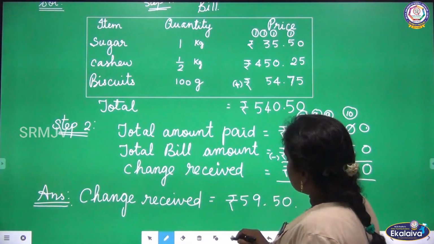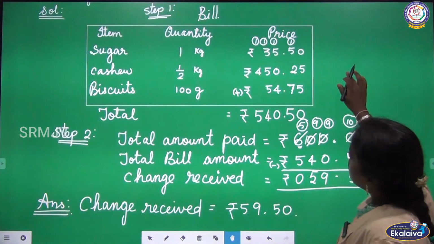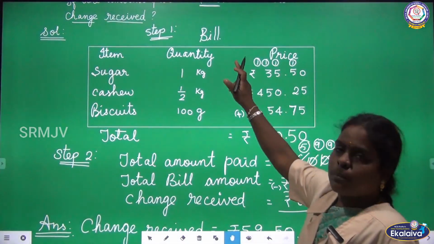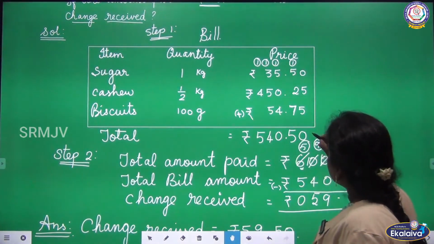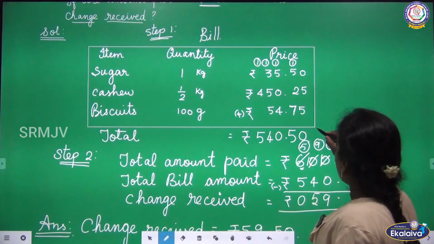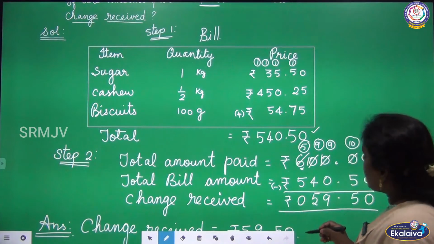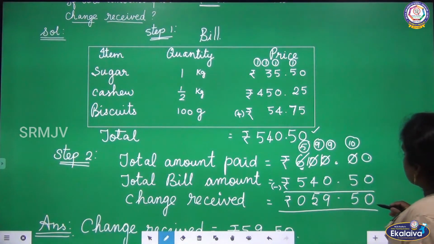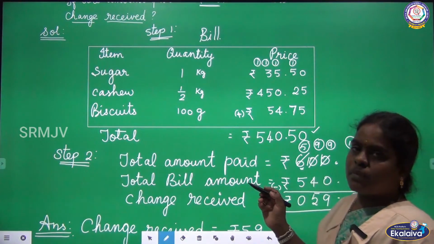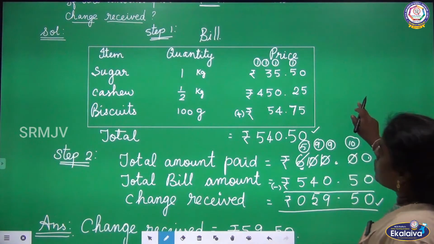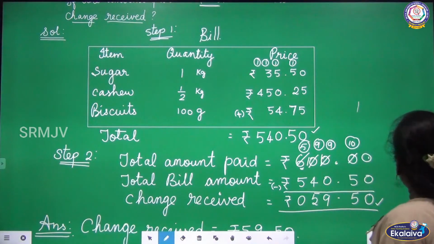So in this question, listen children, first we frame the bill and we find the total amount for the things which he purchased, and in the next step we got the change received from the shopkeeper. So let us move to the next question.